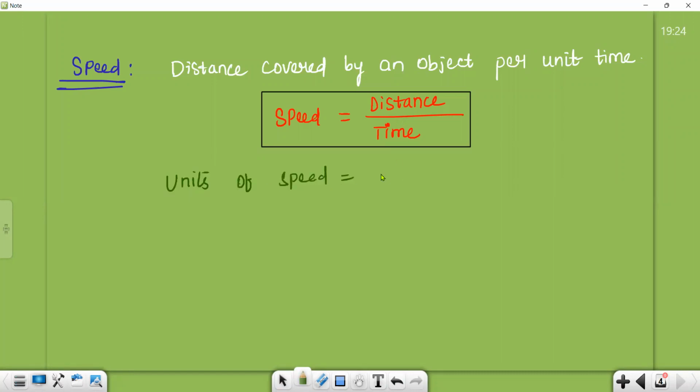What can we write? Distance is meter and time is second, so meter per second, which is indicated by m/s. Meter in shortcut is m, second is s. Not only in meter, we can write in kilometer, so kilometer per hour. Next, meter per minute. Time is measured in terms of second, minute and hour, right? It can be any units, and distance can be measured in kilometer and meter.